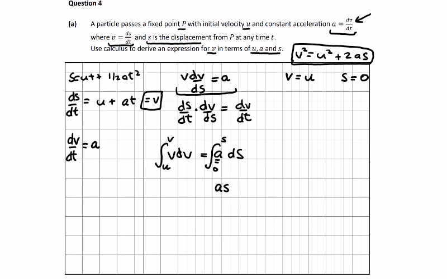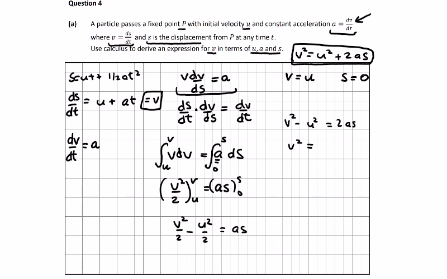So integrating v, we're going to get v squared over 2 between v and u, which will be equal to as between s and 0. So we'll get v squared over 2 minus u squared over 2 is equal to as, and multiplying by 2 we get v squared minus u squared is equal to 2as, and bringing u squared across we'll get v squared is equal to u squared plus 2as. I think that's the approach they want you to take here.